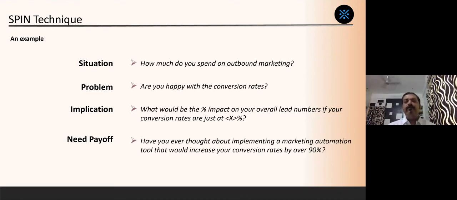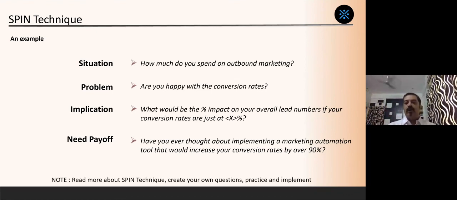So the need payoff: have you ever thought about implementing a marketing automation tool that would increase your conversion rates by over 90%? Again, this is a question, and it is based on the problem that he has, the type of impact that the problem has, and your solution that can solve this problem. Do you get this gist? So I'm leaving this with you.